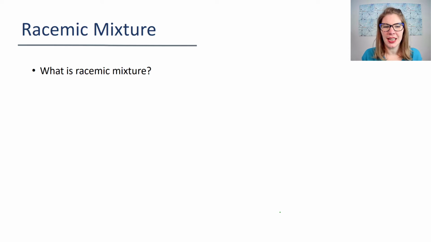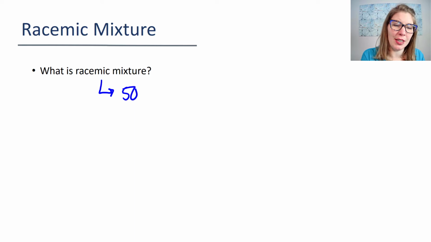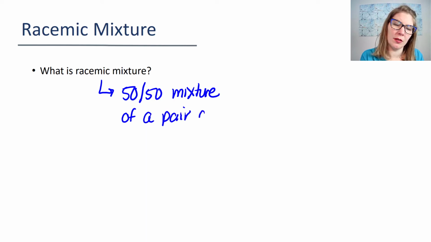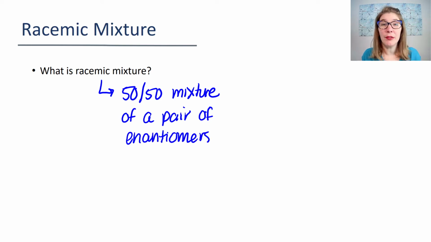And I'm not going to go into that here, but I do want to talk about something that's really common across all organic chemistry classes, and that's the terminology racemic mixture. A racemic mixture is a 50-50 mixture of a pair of enantiomers. And that 50-50 mixture is not going to rotate plane polarized light at all. This is going to end up with a 0 rotation for that plane polarized light.